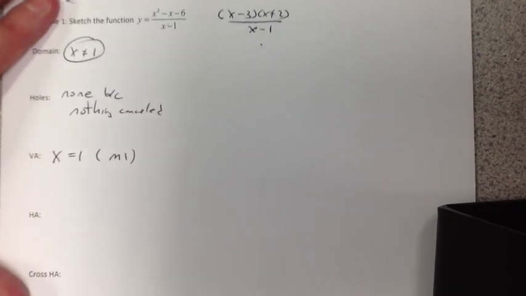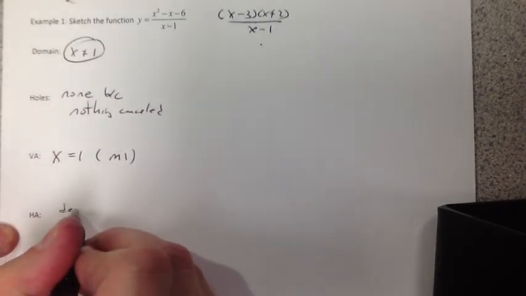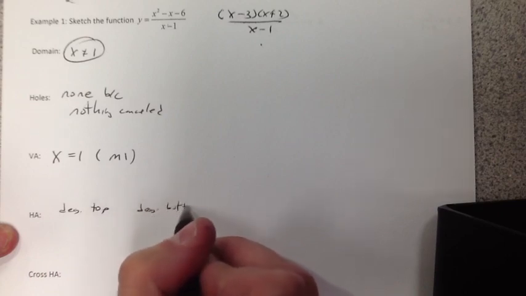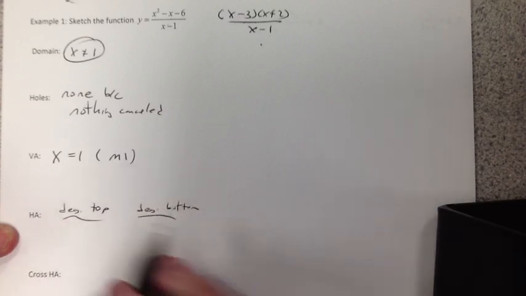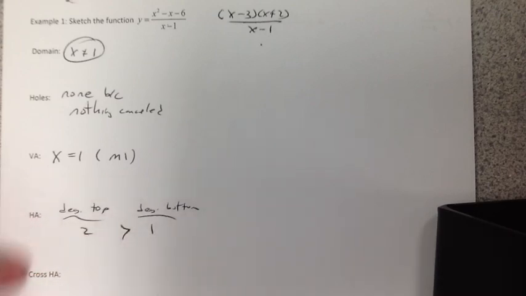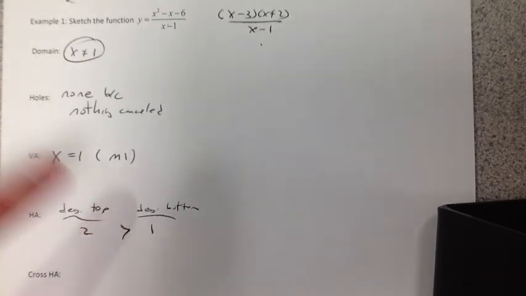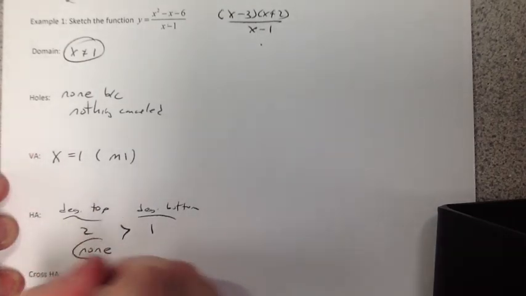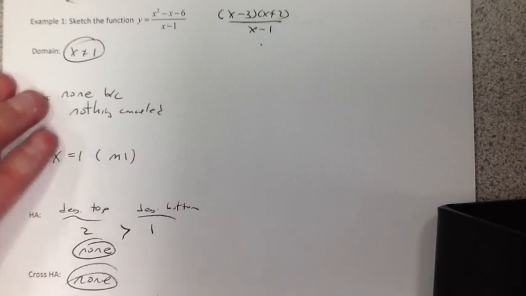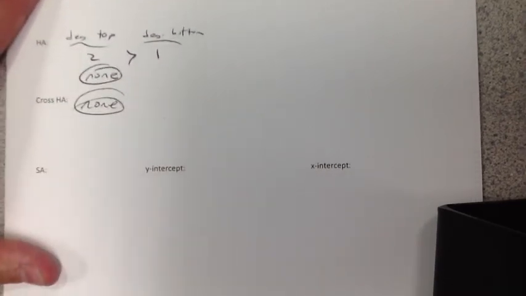To get the horizontal asymptote, just like yesterday, you compare the degree on top with the degree on bottom. The degree on top is 2, and on bottom is 1. 2 is greater than 1. And from last year, you learned that if the degree on top is bigger than the degree on bottom, there is none. Which means you cannot cross the horizontal asymptote if it doesn't exist. Don't have to worry about that part.